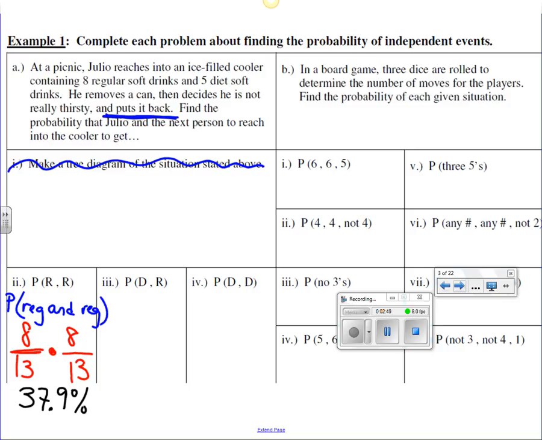Okay. All right. This next one means the probability of a diet and a regular. A diet and a regular. So, Jasmine, what would be my fraction to get a diet? Good. 5 over 13. There's 5 diet in the cooler, and there's 13 total. Denise, what does and mean to do? Multiply. Carter, what would be my fraction for a regular? Good. 8 over 13. And anybody can give me the answer?